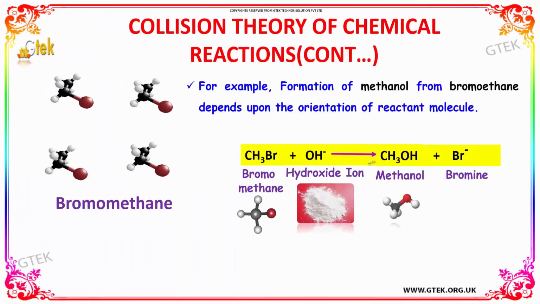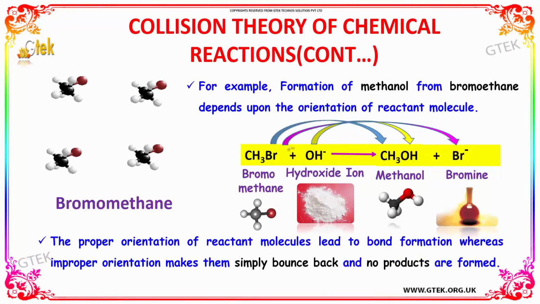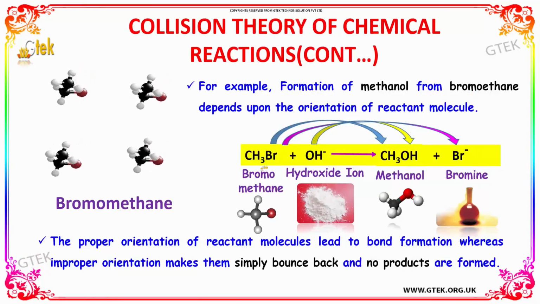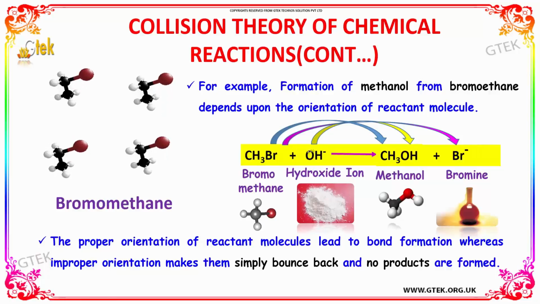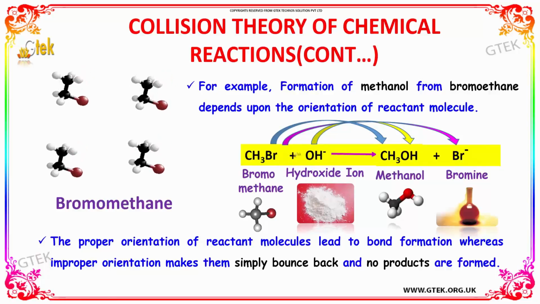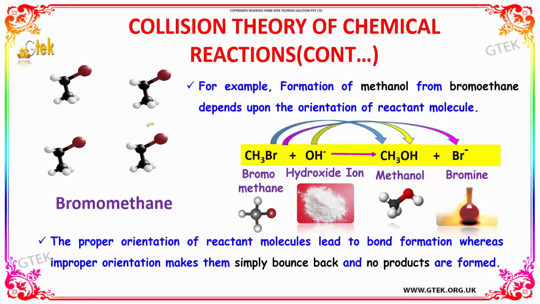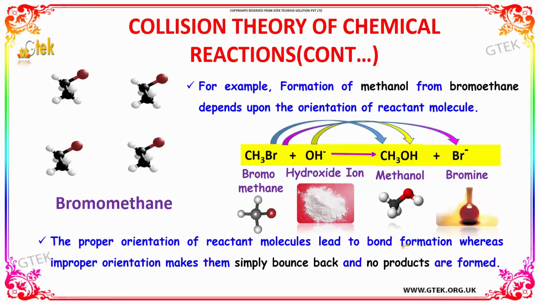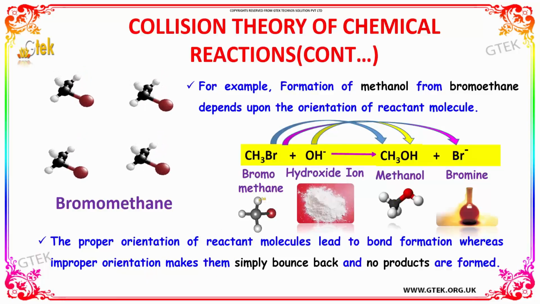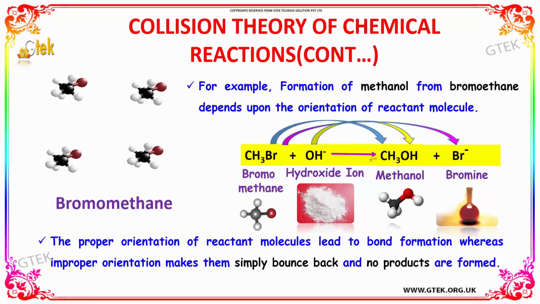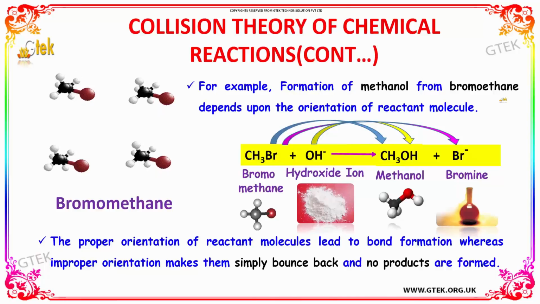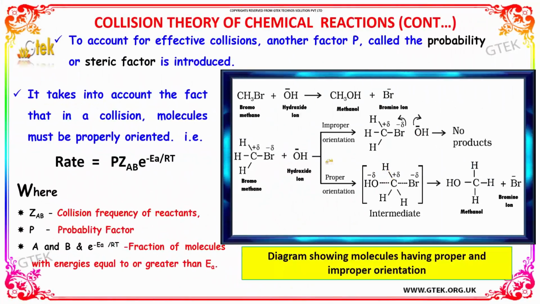For example, the formation of methanol from bromomethane. It's methane, it's not ethane. The formation of methanol from bromomethane depends upon the orientation of our reactant molecules. Here is the bromomethane structure. The proper orientation of reactant molecules leads to the bond formation, whereas improper orientation makes them simply bounce back and no products are formed. Here this is bromomethane, it's not ethane. So here is the exact bonding.